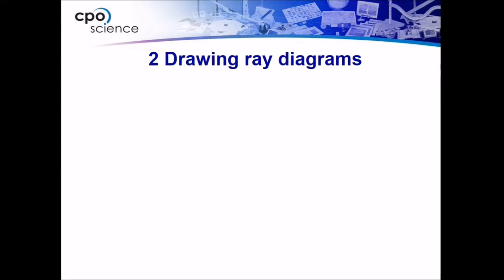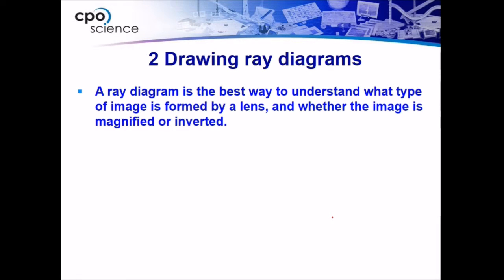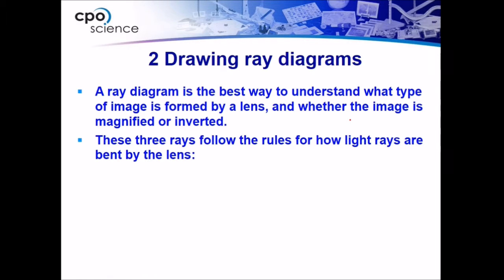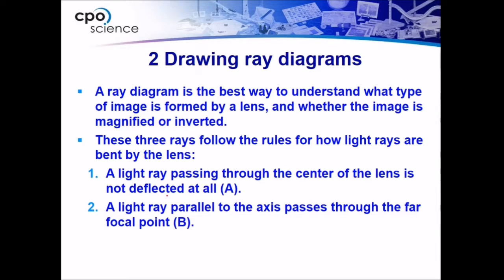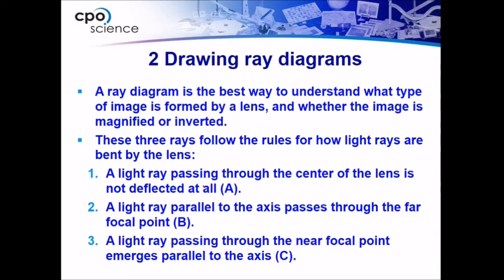Drawing a ray diagram is the best way to understand what type of image is formed by a lens and whether the image is magnified or inverted. These three rays follow the rules of how light rays are bent by the lens. First of all, a light ray passing through the center of the lens is not deflected at all. A light ray parallel to the axis passes through the far focal point, and a light ray passing through the near focal point emerges parallel to the axis.